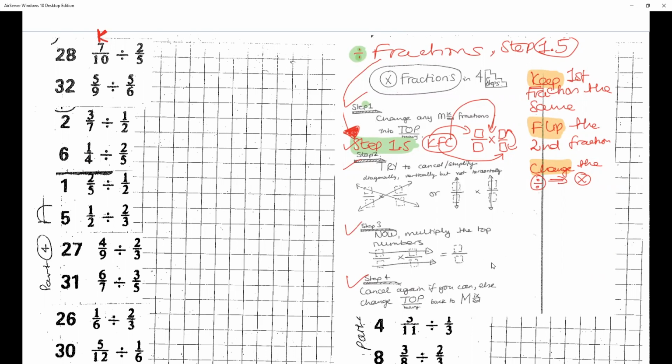So we've got to keep the first fraction. We've got to flip the second fraction. And we've got to change the sign in the middle. I think they should call it KCF rather than KFC. So keep the first fraction, flip the second fraction, and change the divide into times. Let's do that then.